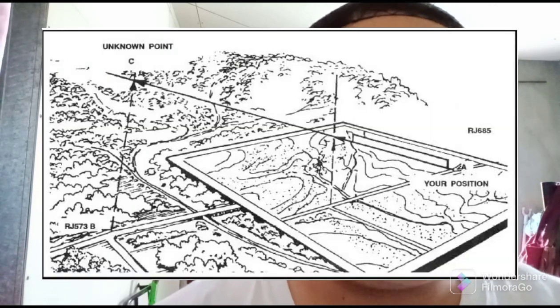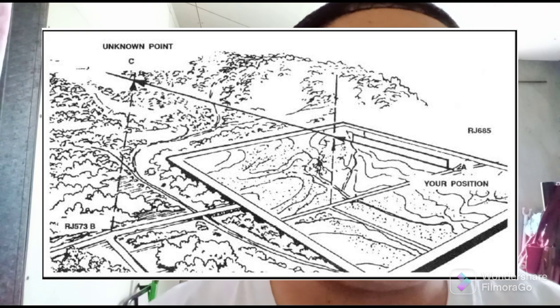of determining one's position and location. First is intersection. This is the location of unknown unoccupied points by taking sights to the known point from at least two known occupied positions.